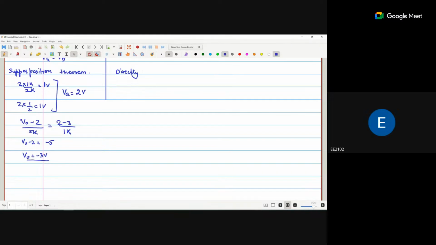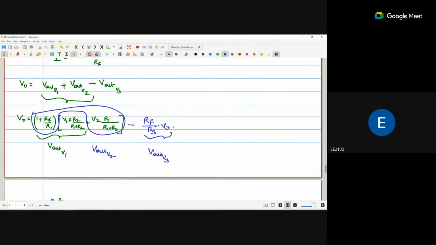Okay, you can use the formula also. Wait a minute. You can use the formula also. So we know this is the formula. So this is my complete formula.